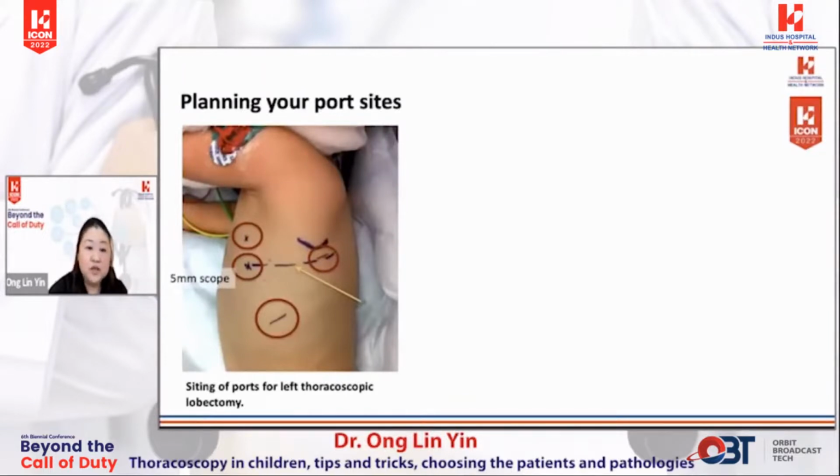The first port is in the fifth intercostal space in the mid-axillary line that's placed to overlook the oblique fissure. This is where most of the action is expected to take place. The upper port is placed 1 or 2 rib spaces above.